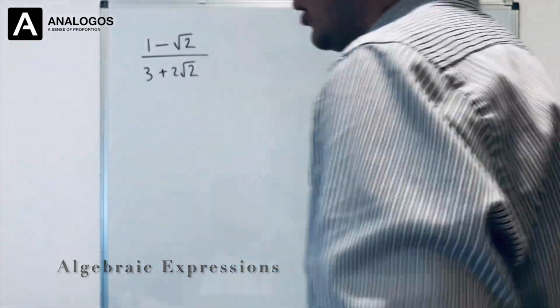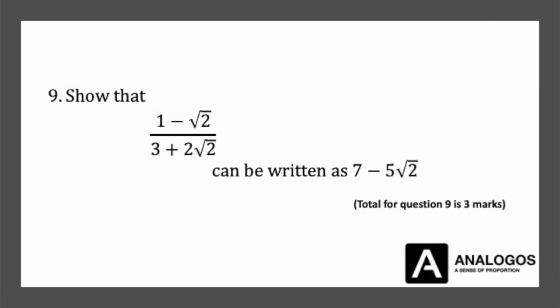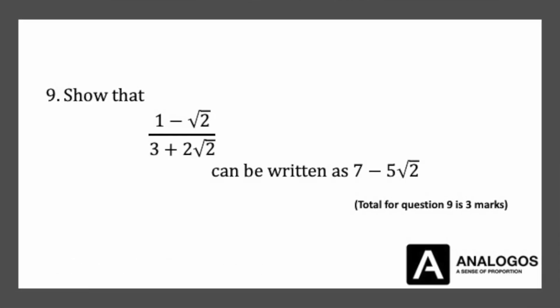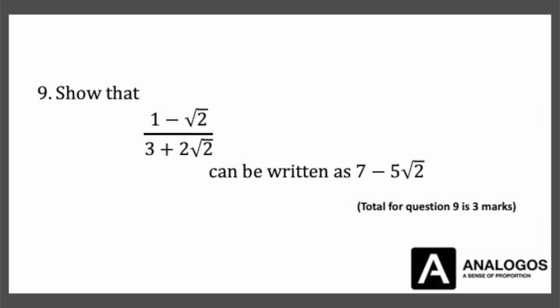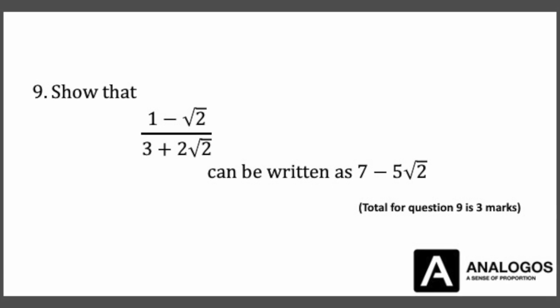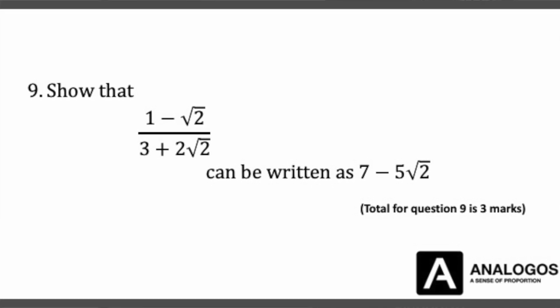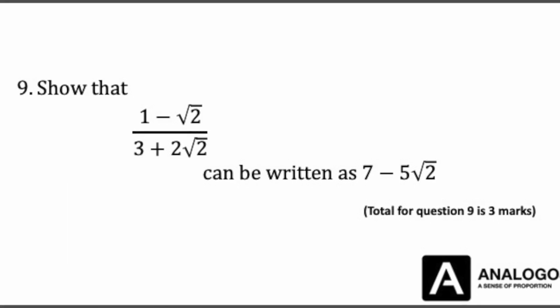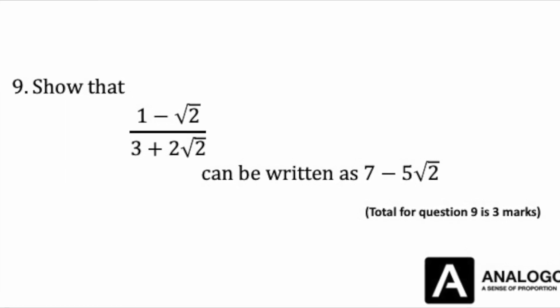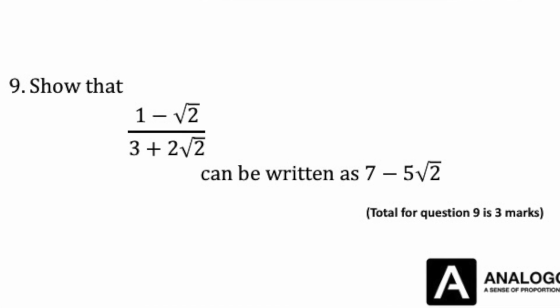So, show that 1 minus root 2 divided by 3 plus 2 root 2 can be written as 7 minus 5 root 2. As this question is 3 marks, and you typically want to stick to a mark a minute in the A-level paper, what I would do is pause the video for 3 minutes, try and be strict, 3 minutes, and then unpause the video and we'll go through it together.